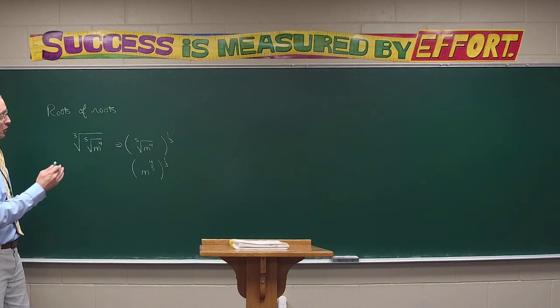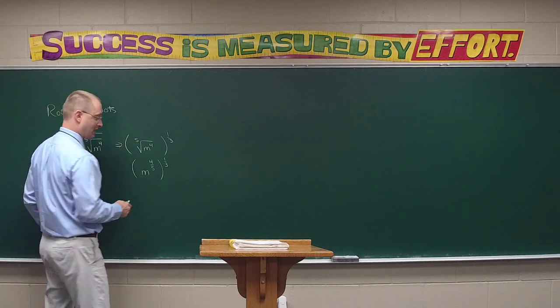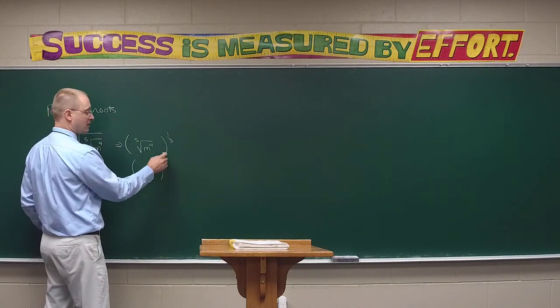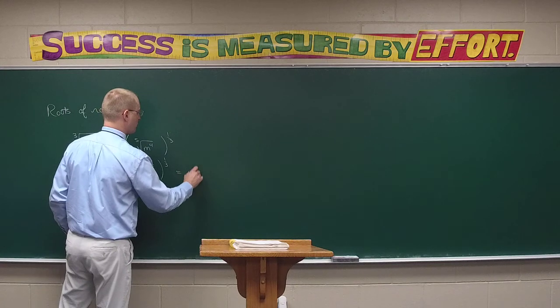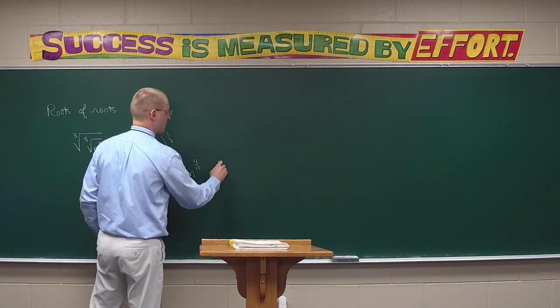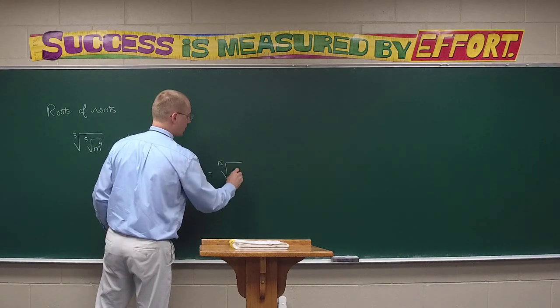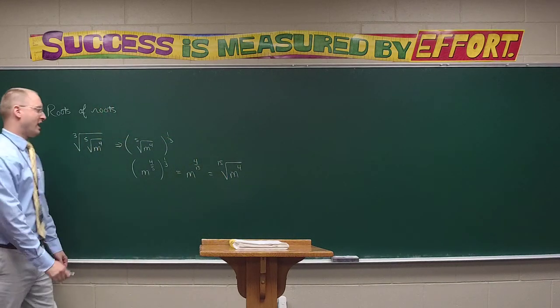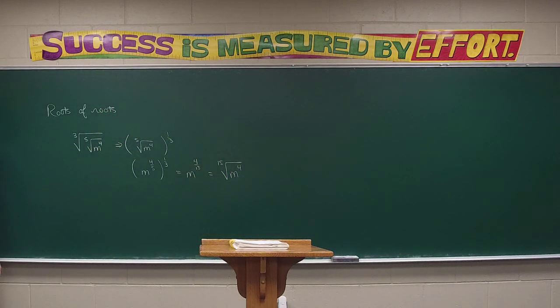And you'll recall that to raise a power to a power, you multiply the exponents. 4/5 times 1/3 equals 4/15. So we could then write this as the 15th root of m to the fourth. And you say, that's a really long process. It is, and taking the root of roots is way quicker.